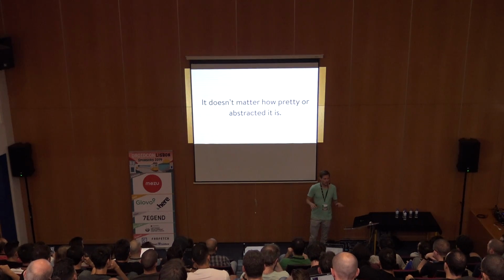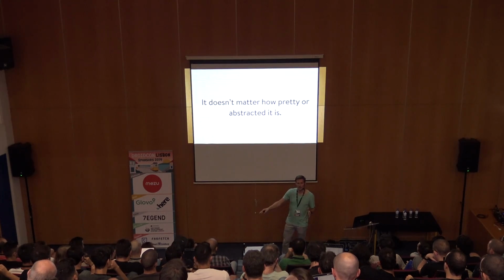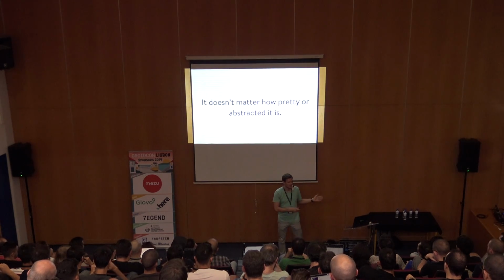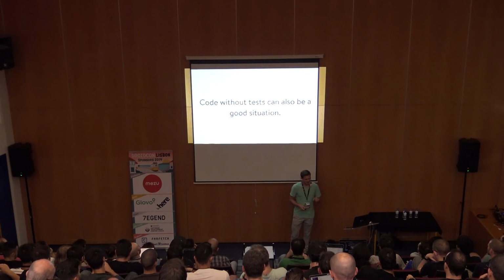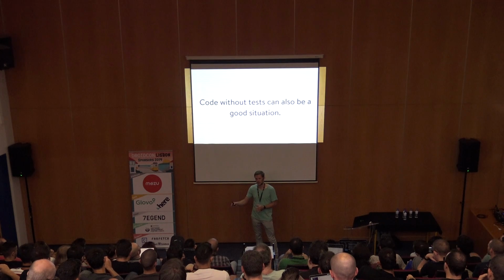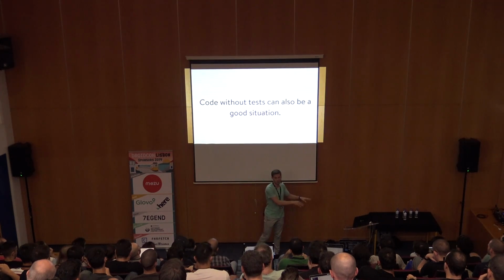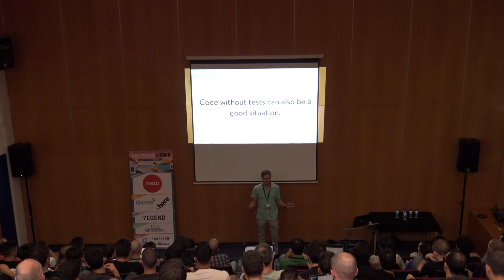It doesn't even matter how pretty or abstract it is. So even if it was testable code, even if you are doing clean architecture, where you have all the abstractions everywhere, it doesn't really matter, because you cannot change it. I just have to say, code without tests can also be a good situation. So if you're building a prototype, something you know you're going to throw away, or maybe you're just trying a few things out, it's also okay that you don't have any tests.